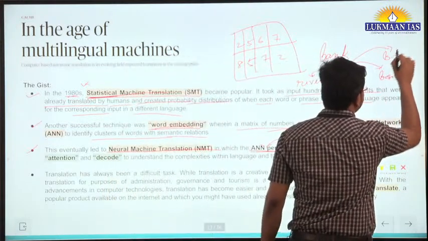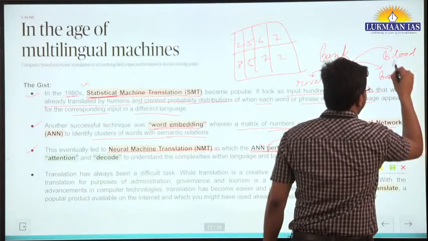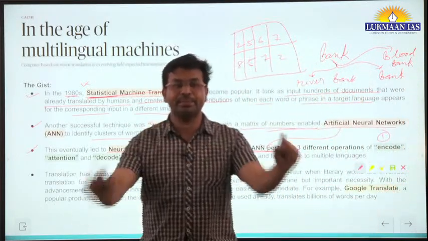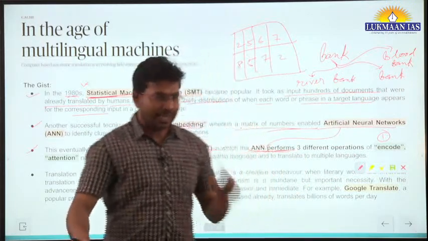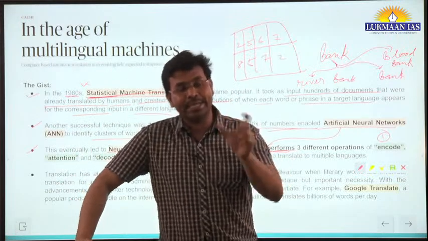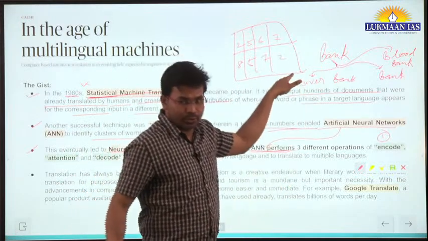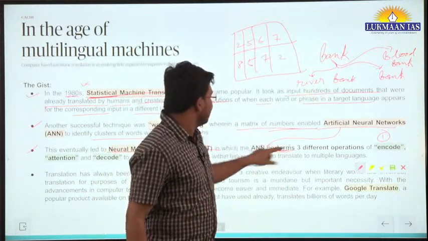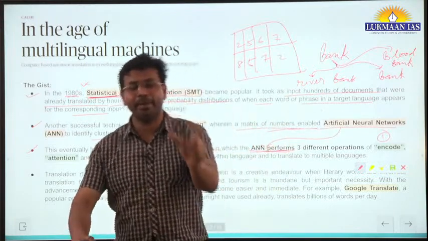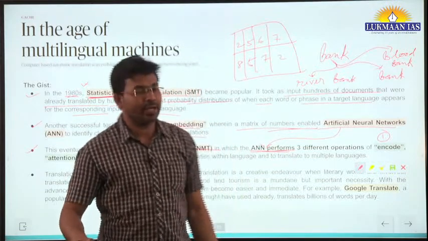Okay, but the thing is the machine is able to identify, like if you write a sentence, the context in which this particular word is used. So for that purpose, the artificial neural network assigns a specific number. It assigns a specific number to this word.